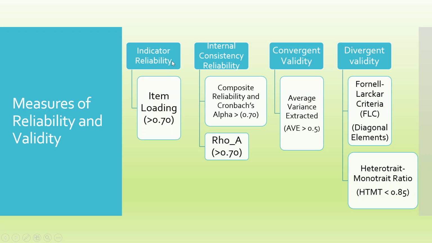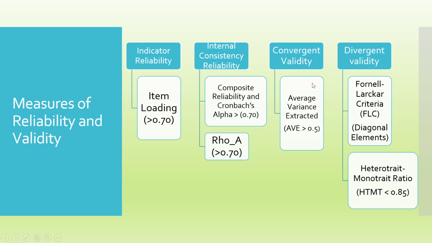If I talk about reliability, the first two are about reliability and the last two are about validity. In the case of the first one, the indicator reliability, the item loading should be more than 0.708. We have already discussed the reason for it. Composite reliability and Cronbach's alpha values should be more than 0.70. Rho should also be more than 0.70. So when I get both of them above the threshold, I have achieved internal consistency reliability.